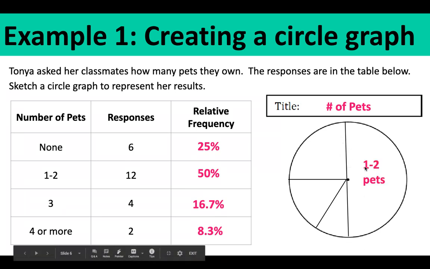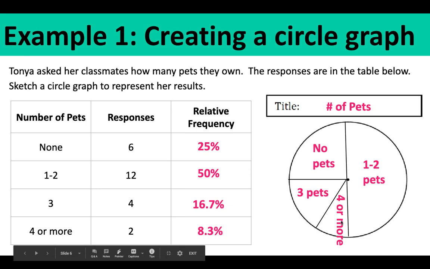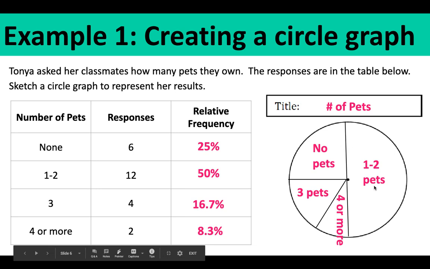Okay, so I'm going to label my sections. My 50% section was 1 to 2 pets. No pets was 25%, so I'm going to put that there. 3 pets was that 16.7%, which was this one right here. And then 4 or more pets was this little guy right there. So again, I can label each slice individually with words.